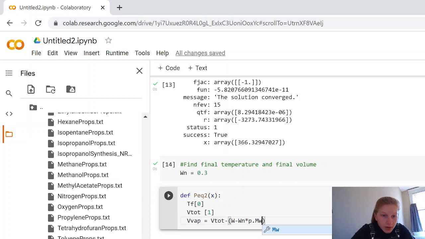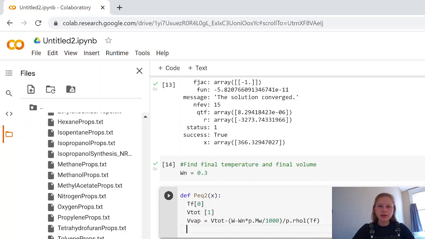Where did it just go? Water properties, right here. And then we will divide that all by 1,000. And then we need to divide it by the density at the final temperature. So now that we have that in there, we still have to do the sum of the partial pressures. So we're going to do the partial pressure of the water equals our P dot pressure in the vapor phase at the final temperature. Partial pressure of the air is just our PV equals nRT.